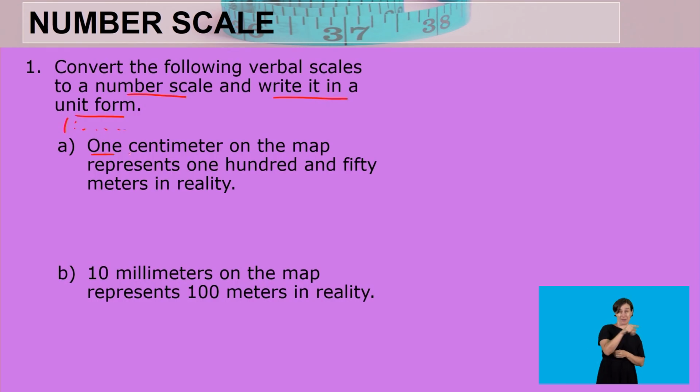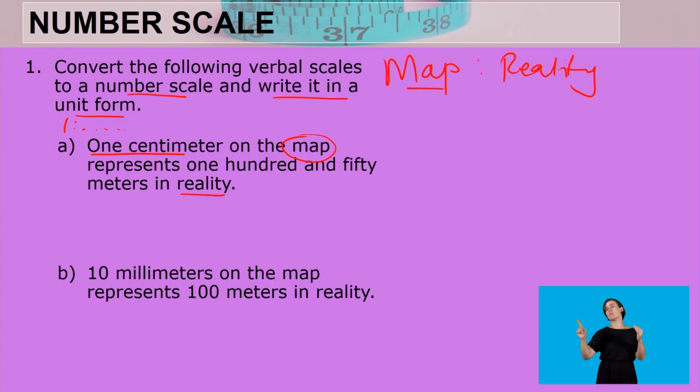A says 1 centimeter on the map. Remember, when we write number scale it is represented as map is to reality. So what does this mean? This means whatever we have that says on the map should be on our left-hand side, and what it says is in reality should be on our right-hand side. So the question says 1 centimeter on the map. So it means we have 1 centimeter on our left-hand side, represents 150 meters. So it's 150 meters in reality.